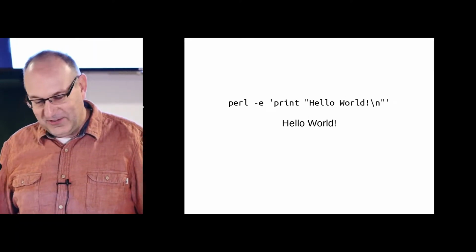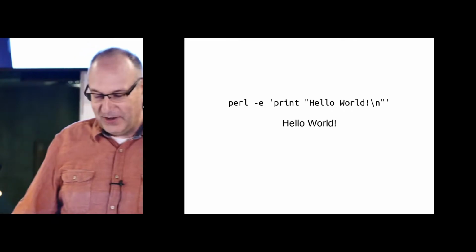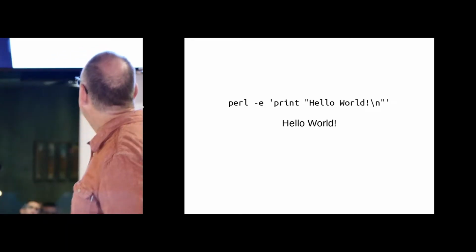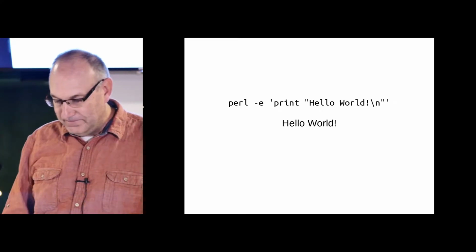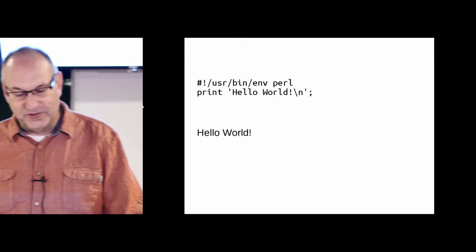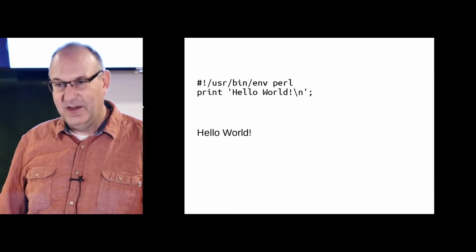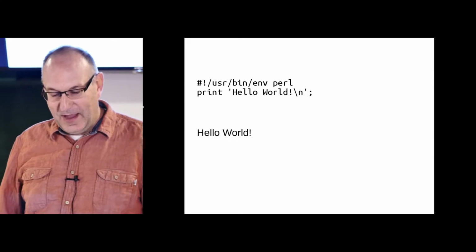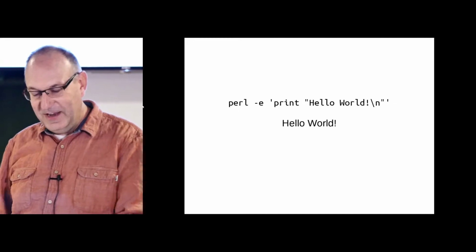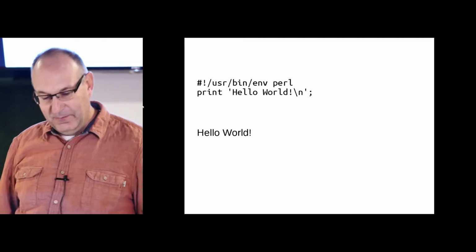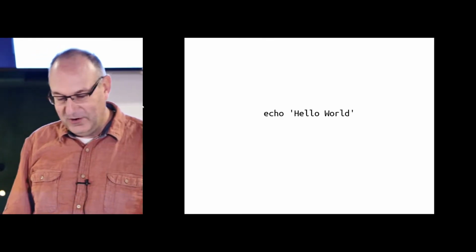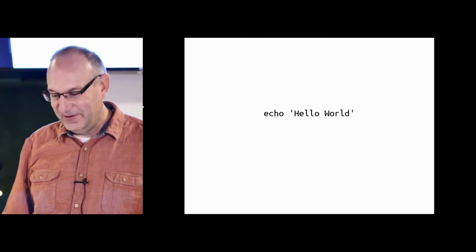So -e, here's an example of a hello world. Perl -e print hello world, and then we get the output. This would be approximately equivalent to this Perl script, where we start off with a shebang line and then the actual print statement. So if you compare them, they're essentially the same thing. The -e is doing it as a one-liner, and here we've written a script that we would invoke. And this would be similar to echo hello world, for example.